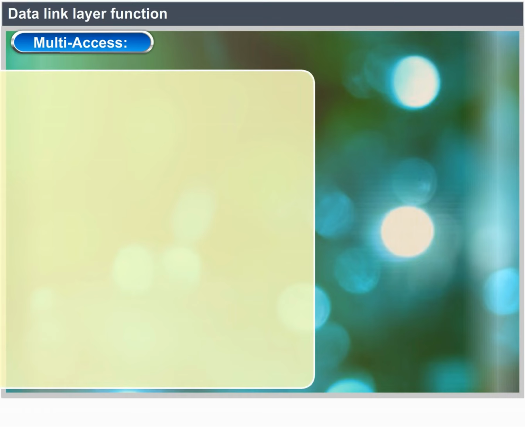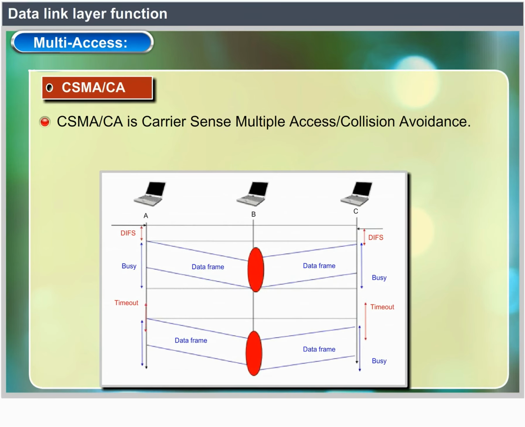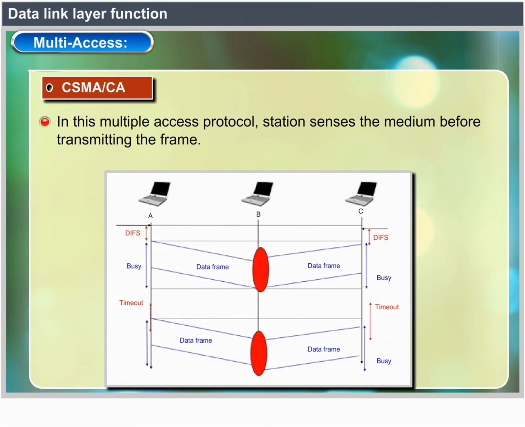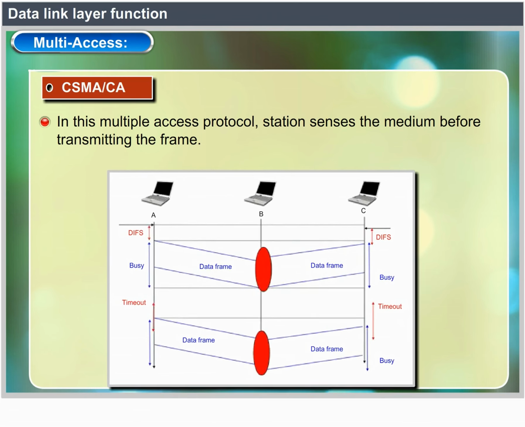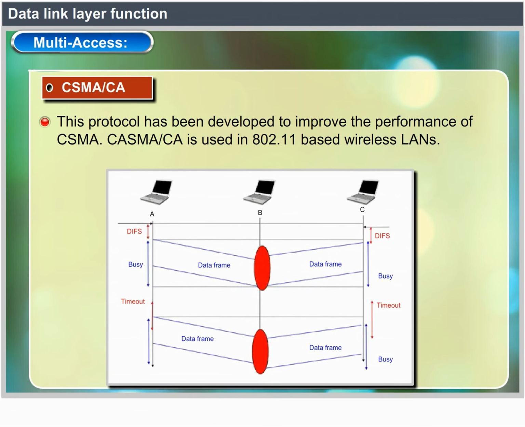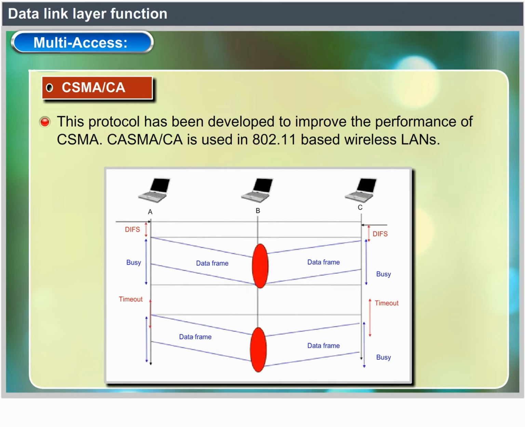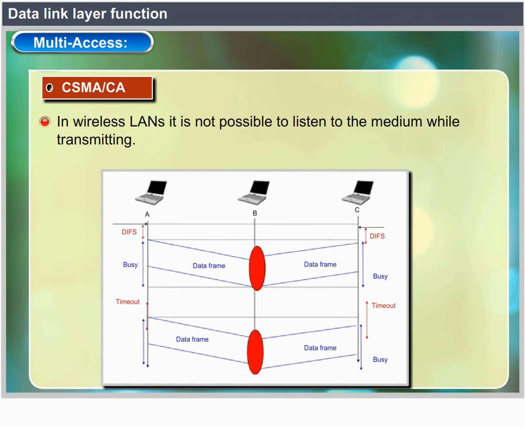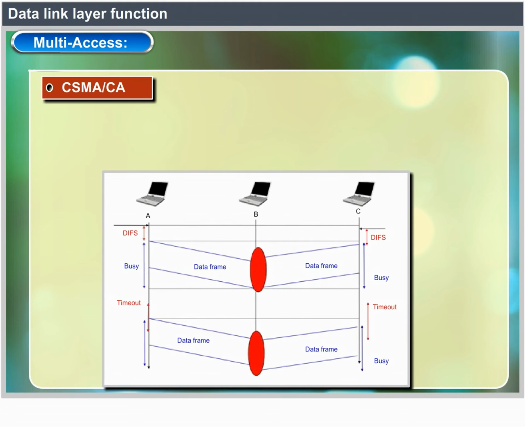CSMA/CA. CSMA/CA is carrier sense multiple access with collision avoidance. In this multiple access protocol, the station senses the medium before transmitting the frame. This protocol has been developed to improve the performance of CSMA. CSMA/CA is used in 802.11 based wireless LANs. In wireless LANs, it is not possible to listen to the medium while transmitting, so collision detection is not possible.